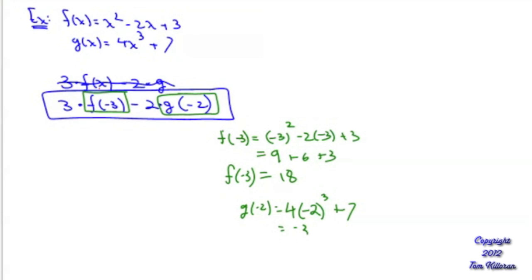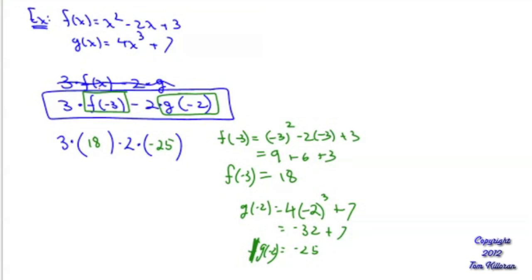Negative 32 plus 7 is negative 25. So I get g of negative 2 is equal to negative 25. So I can come back up here and say this is going to be 3 times something minus 2 times something. I'm not erasing the f and I'm not erasing the g. I'm replacing them. F of negative 3 is equal to 18. G of negative 2 is equal to negative 25.